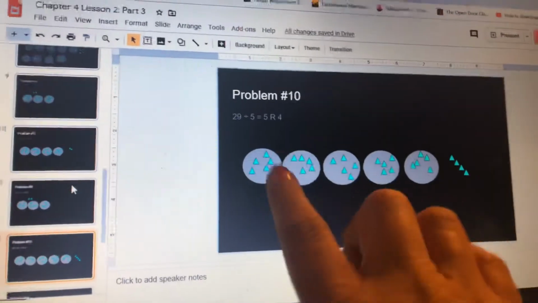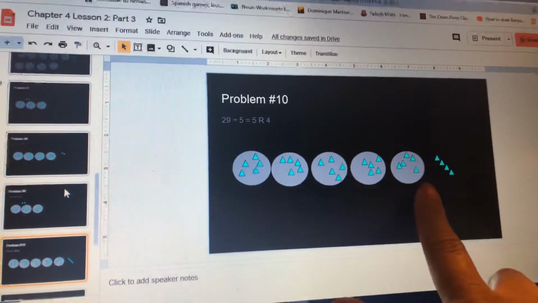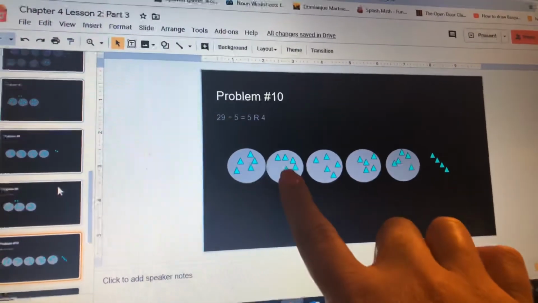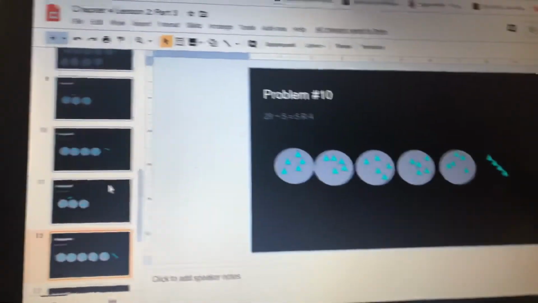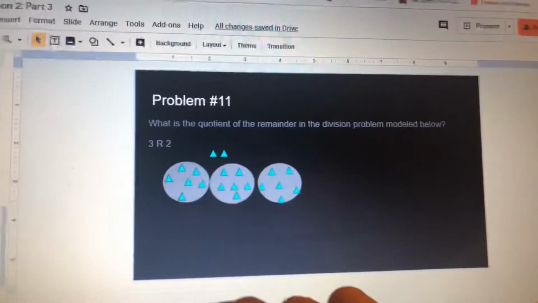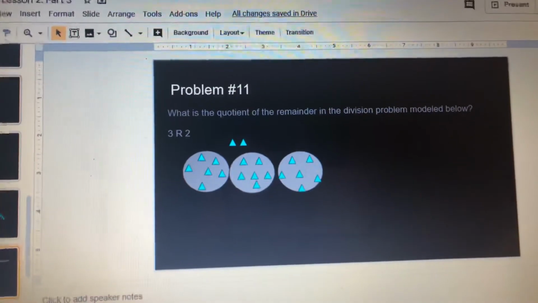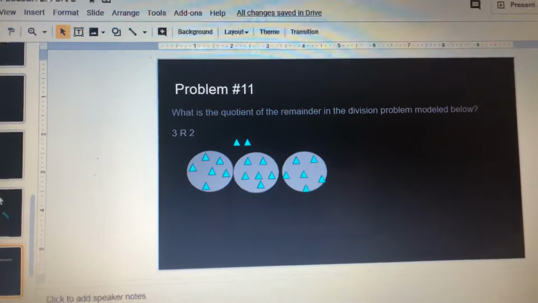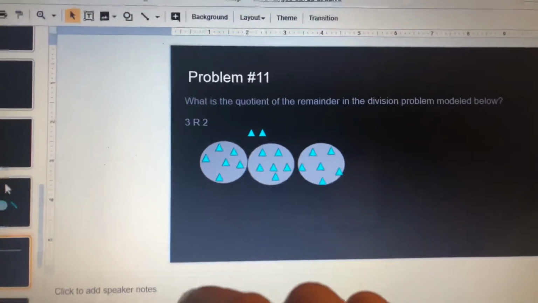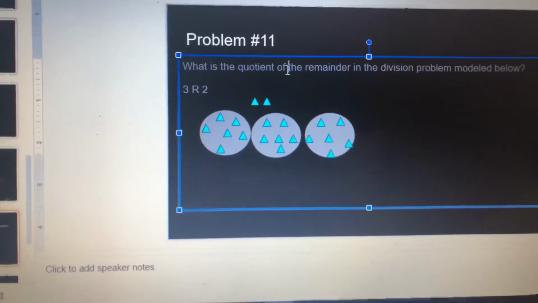The next one should be 29 divided by 5, which should be 5 circles, 5 in each of the circles. Outside of that should be 4. Now, I really want to work on this one and make sure you understand this one. So what is the quotient and the remainder in the division problem model below?